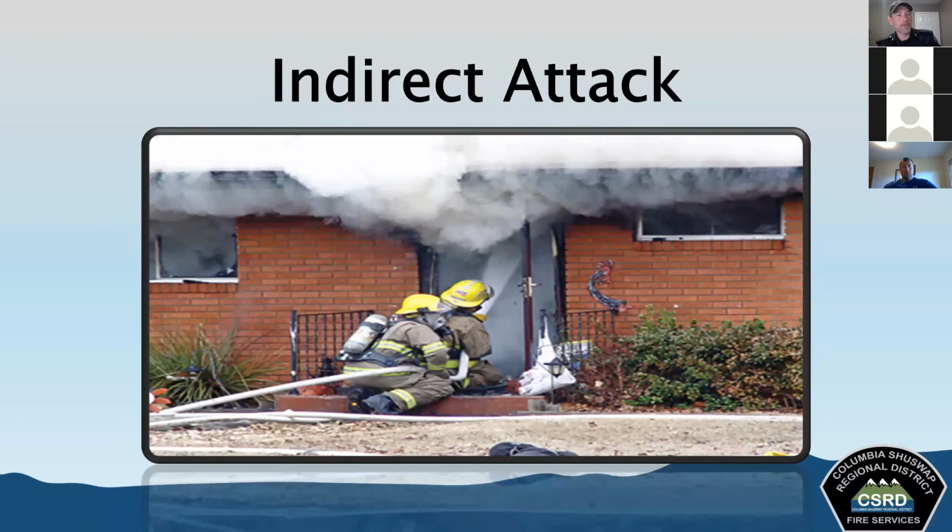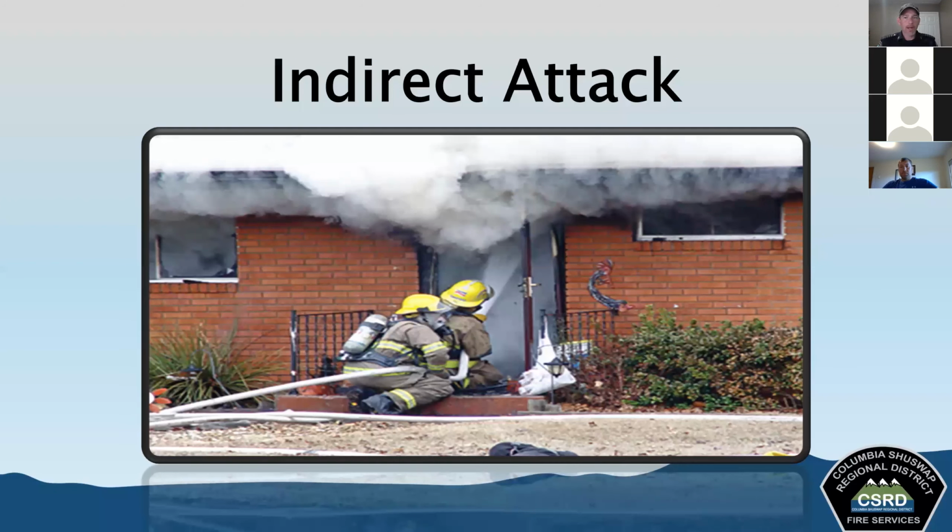So we talked about a direct attack. Now we'll talk about an indirect attack. So indirect attack, this is used when firefighters are unable to enter the building or the compartment because of the intense heat that's inside, right? We can make an indirect attack from the outside of the structure. And typically it's made through a window or some other opening.